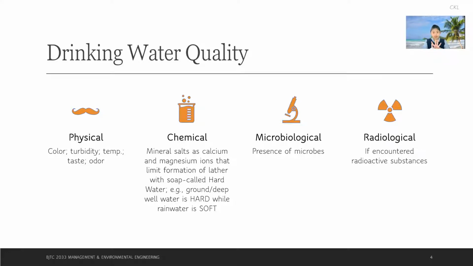First is the physical. When we talk about the physical, that means things that you can see. Usually it is the color, the turbidity, temperature, the taste, and the odors. These are things that you can sense using your five senses. You can smell with your nose, you can taste with your tongue, and you can touch it and see it. So these are the physical criteria.